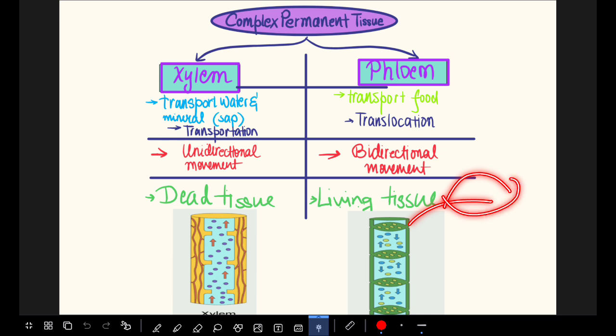If this is a leaf, from the leaf the food will go down also, and from the leaf the food will go up also. So phloem is bidirectional, both directions, up and down, whereas xylem is only up. Now xylem is mostly made up of dead cells, with one living cell, whereas phloem is mostly made up of living cells, with one dead cell.